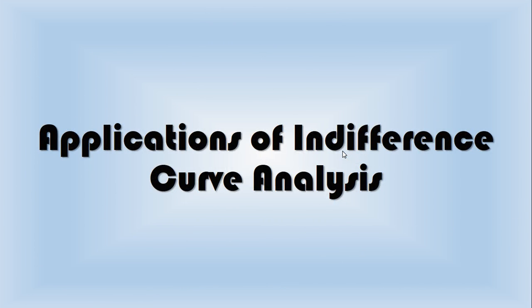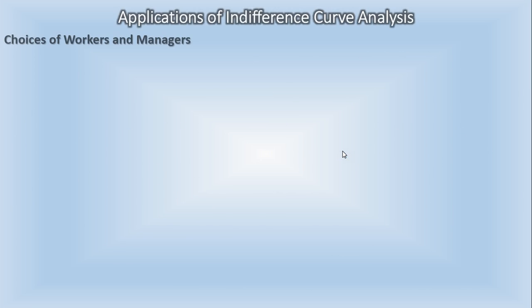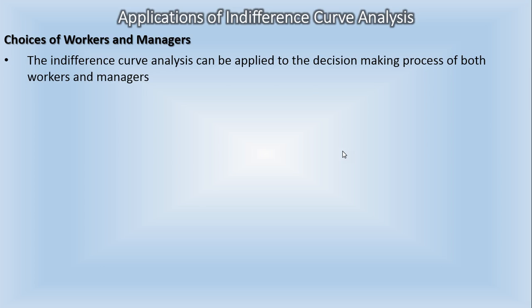All right, let's do some applications of the indifference curve analysis, and then we'll call it a night. So the indifference curve analysis can be used to analyze a variety of situations. So you can analyze the choices of workers and managers. So we'll look at workers first, and then we'll look at managers, meaning like a worker's decision to either work or not work, and a manager's decision to prioritize, in the way that we applied here, profits over output and vice versa.